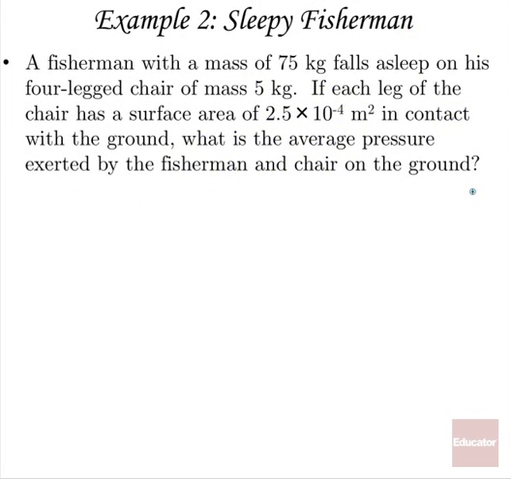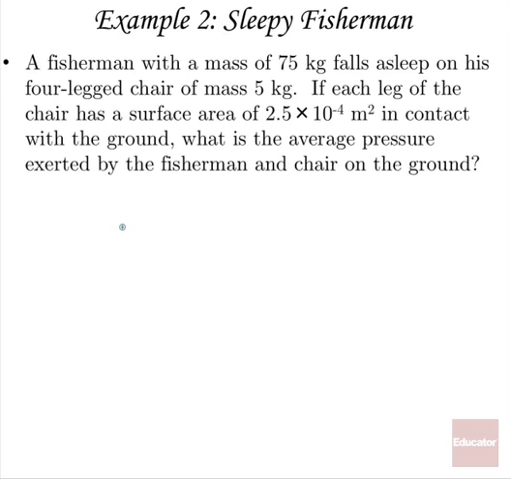Let's take a look at the example of a sleepy fisherman. A fisherman with a mass of 75 kilograms falls asleep on his four-legged chair of mass 5 kilograms. If each leg of the chair has a surface area of 2.5 times 10 to the minus 4 square meters in contact with the ground, what's the average pressure exerted by the fisherman and chair on the ground?